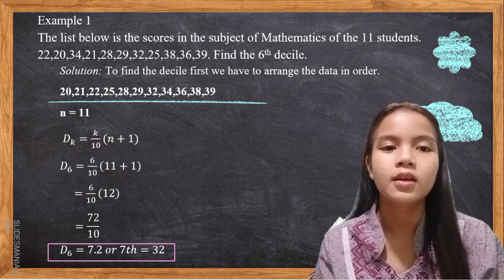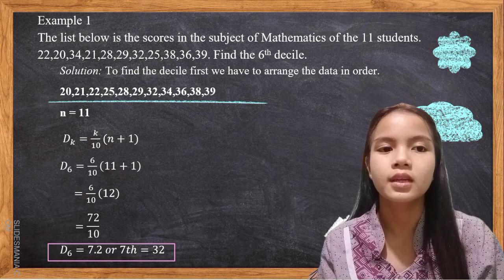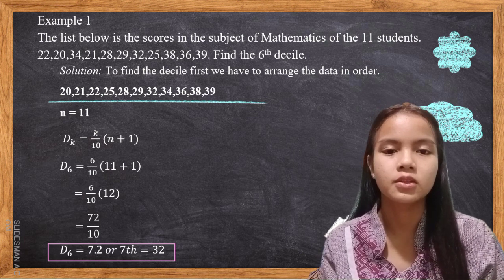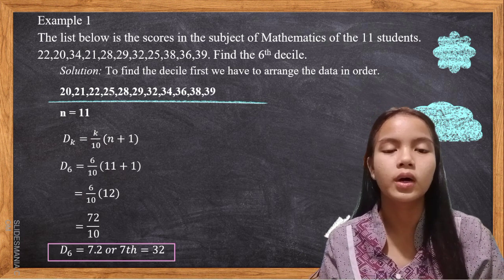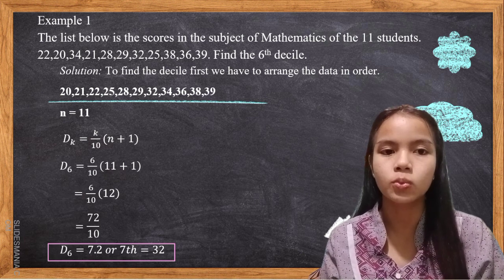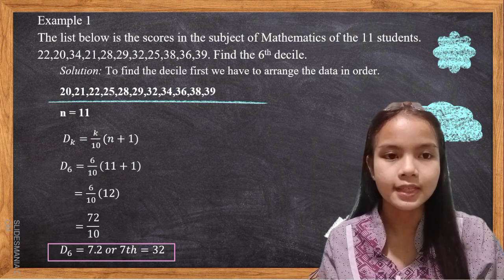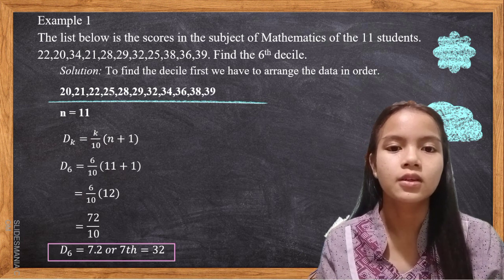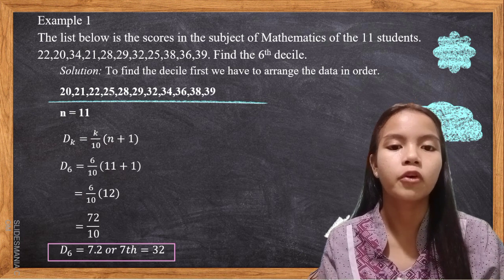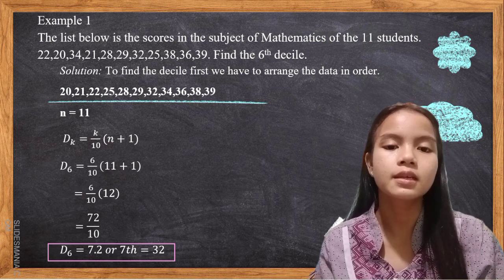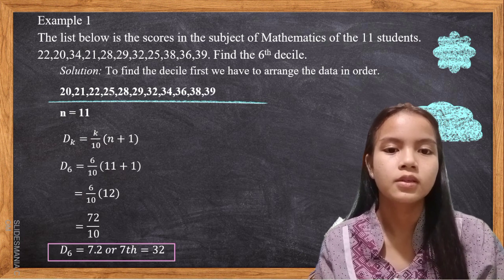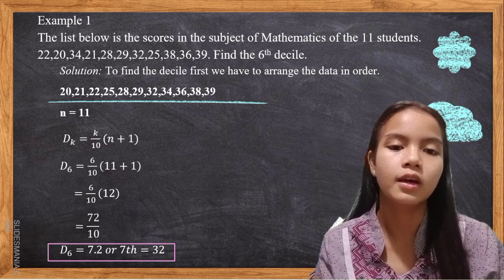Again, to find the decile, we need to arrange the data in order. So it will become 20, 21, 22, 25, 28, 29, 32, 34, 36, 38, and 39. So n is equal to 11. The formula is d sub k is equal to k over 10 times n plus 1. So we need to substitute the given.